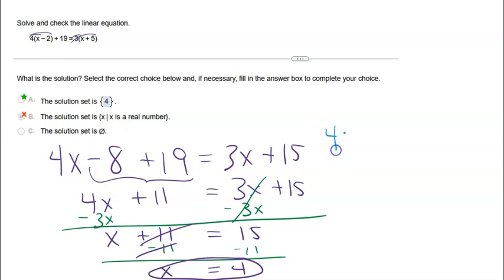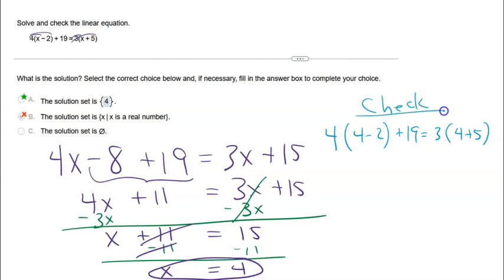So I have 4 parentheses 4 minus 2 plus 19. Is that equal to 3 parentheses 4 plus 5? Remember, I'm just checking. Now, whenever you check a solution, go back to the original equation. Don't go to this multiplied out one or any of this adjustment stuff that we've done to solve for x. Go back to the original.